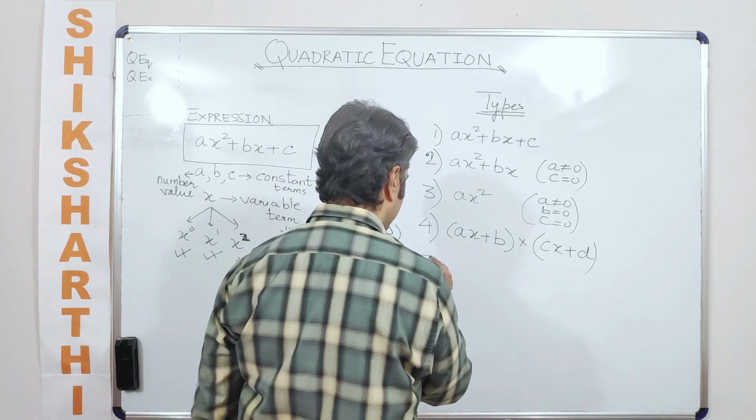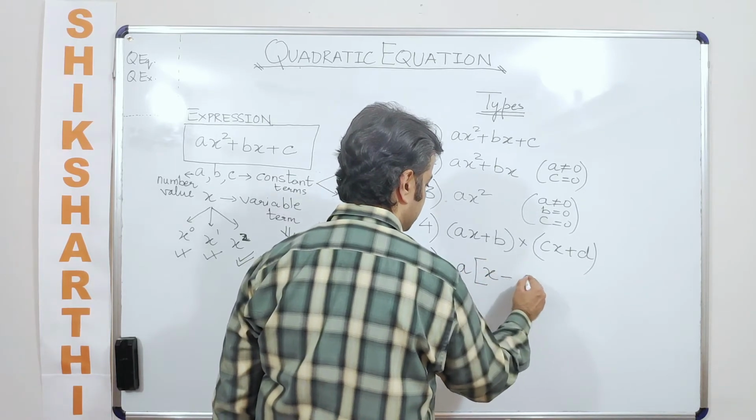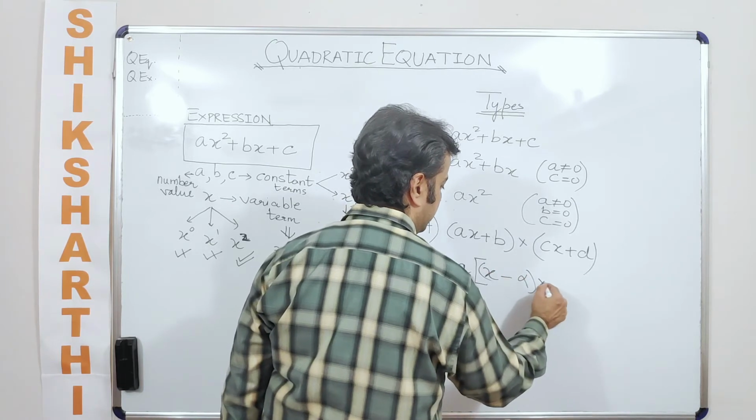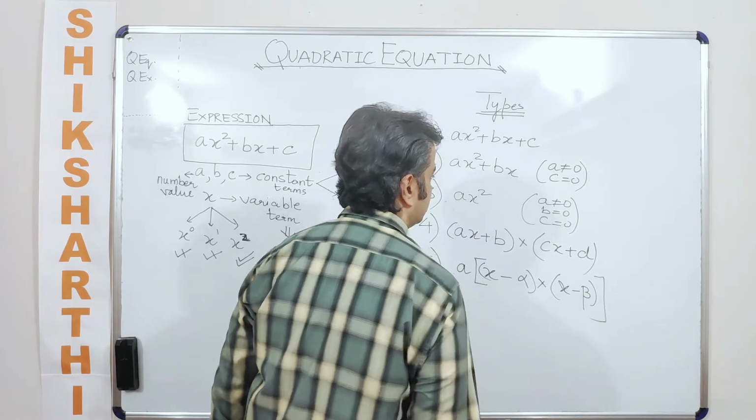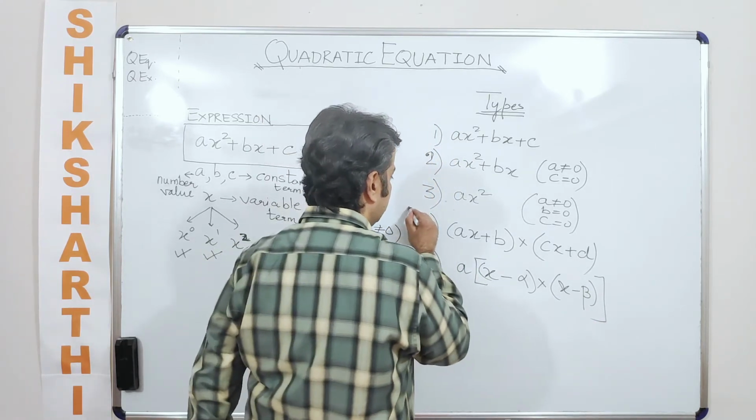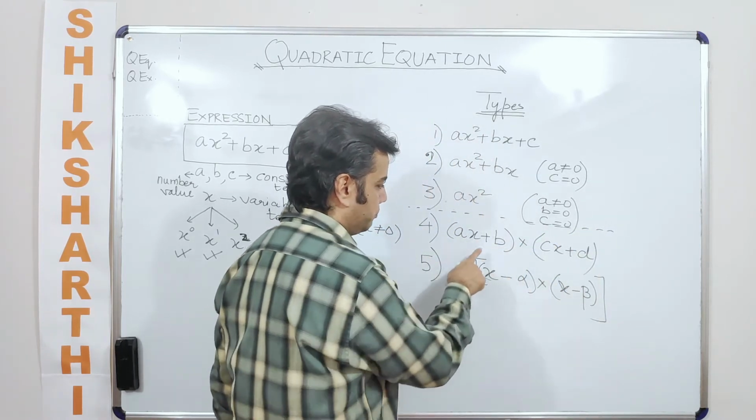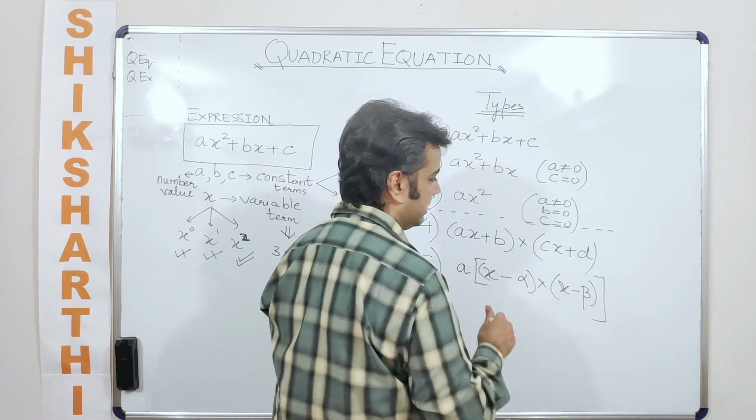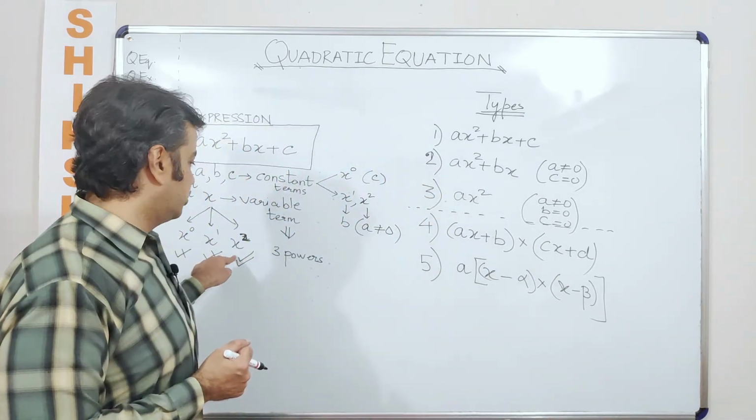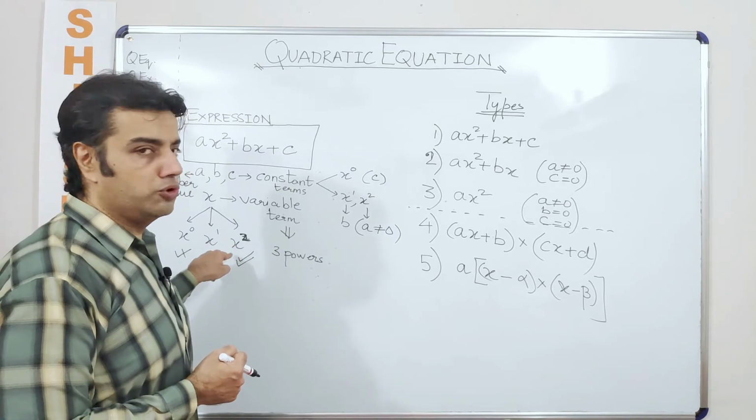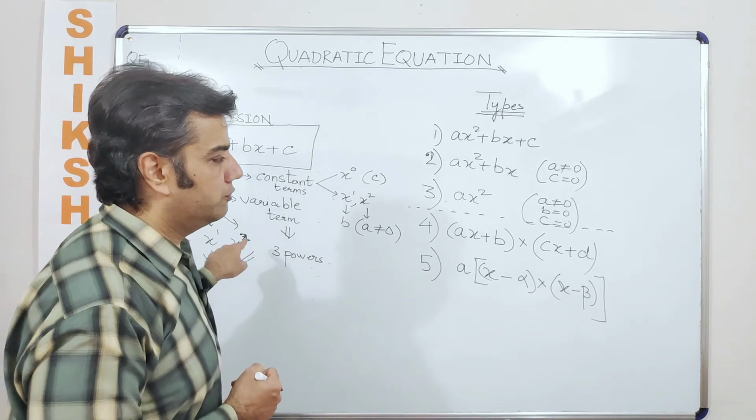The next such form which I can write here is maybe a times of x minus alpha into x minus beta. So you will see now, other than these three, now we are writing it as a product of two numbers. So let us say we are writing it as a product of two numbers. And why are we writing it as a product of two numbers? I am already pointing it out. You are getting an answer from here. Why am I writing a quadratic expression as a product of two numbers?